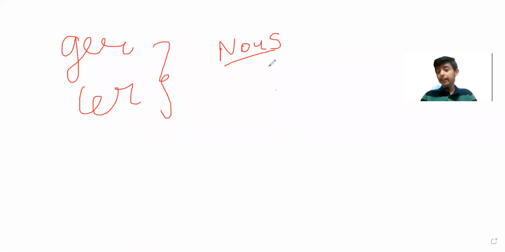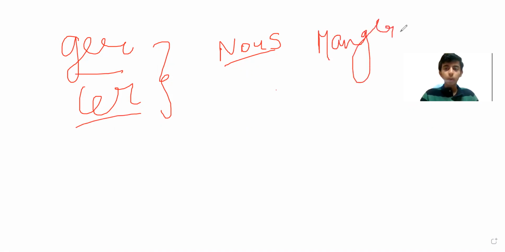But how is it an exception in the case of the pronoun nous? See, if we conjugate any verb ending in ger or cer, let's say manger, which means to eat, with nous in simple form, we'll write nous mangons.